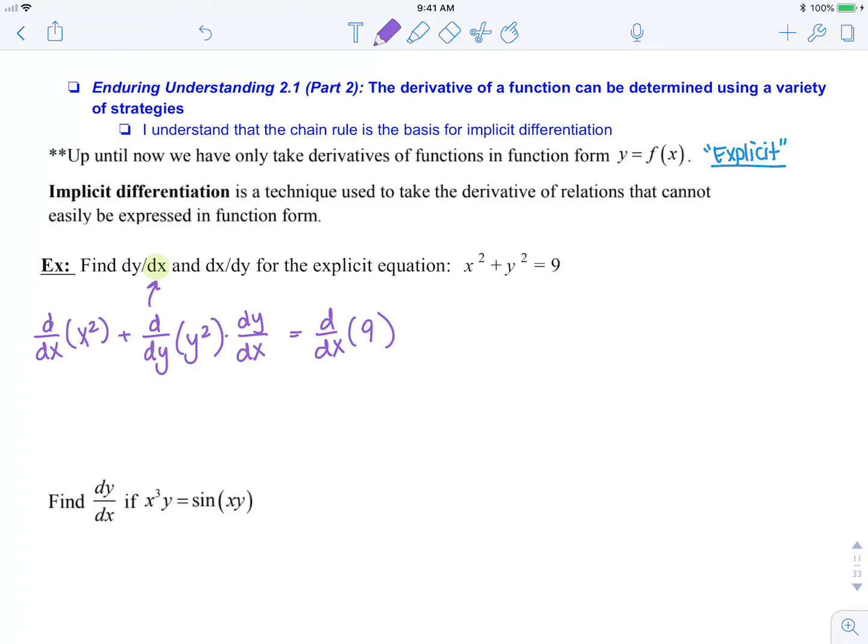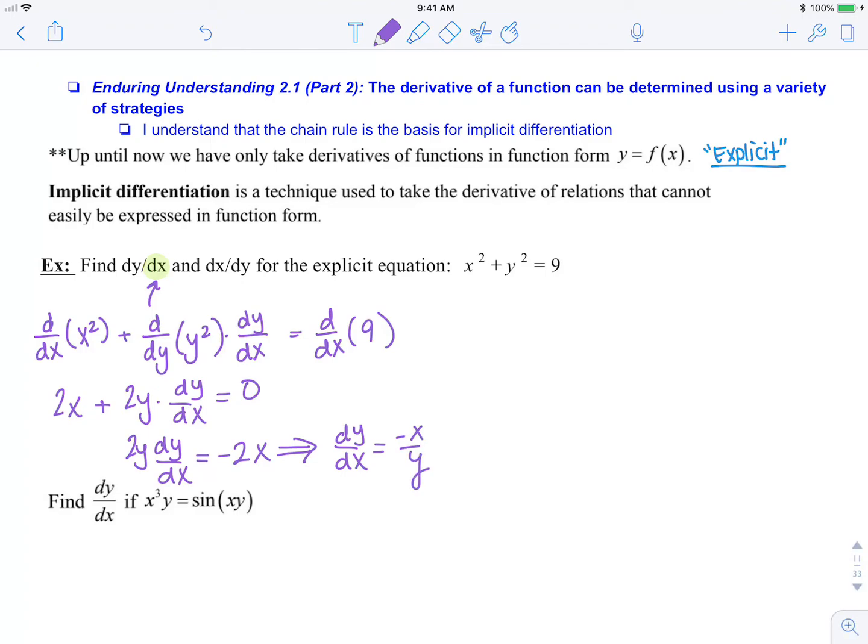So now the derivative with respect to x of x squared is 2x, plus the derivative with respect to y of y squared is 2y multiplied by dy/dx, equals the derivative of a constant, which is 0. So now I can isolate dy/dx. I'll have 2y dy/dx equals negative 2x. And then if I divide each side by 2y, I have dy/dx equals negative x over y.